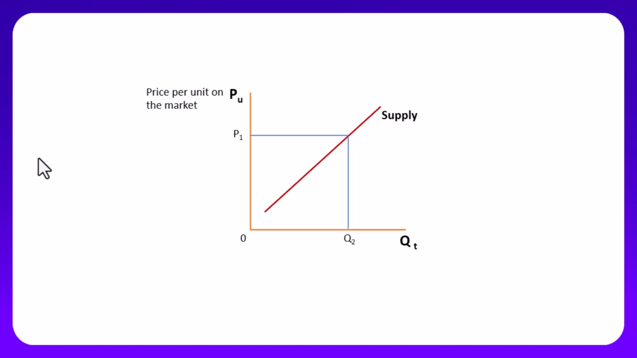So if the price is P1, then the quantity, let's say, is Q2. That's the quantity supplied. If the price falls from P1 to P2, then the quantity supplied will fall from Q2 down to Q1. We get a contraction in the supply. If the price falls, the producers are willing to produce less. They want to produce less because the price has fallen. It's not as profitable. They're not getting as much out of it. So they don't want to dedicate resources to its production. So the supply will fall on the market.